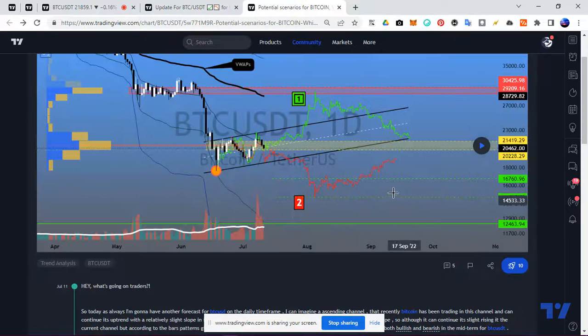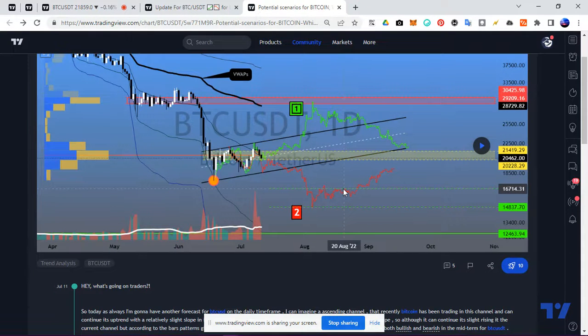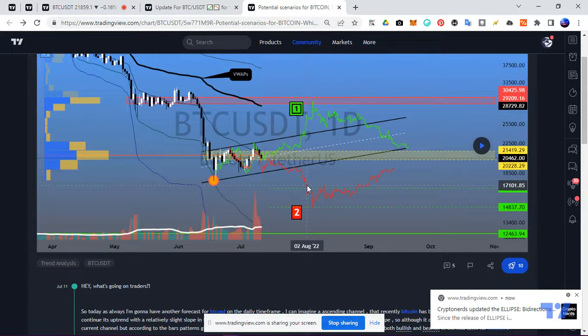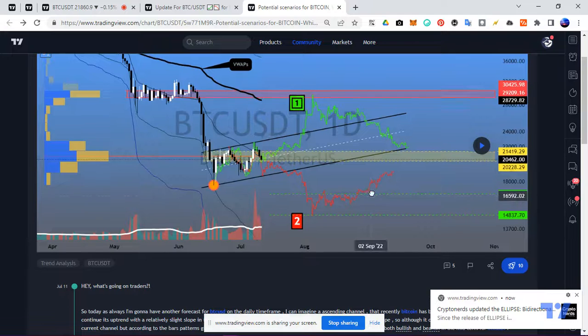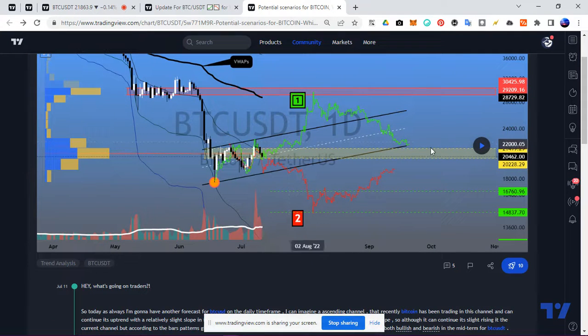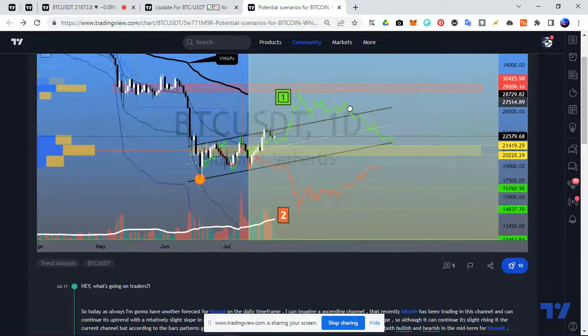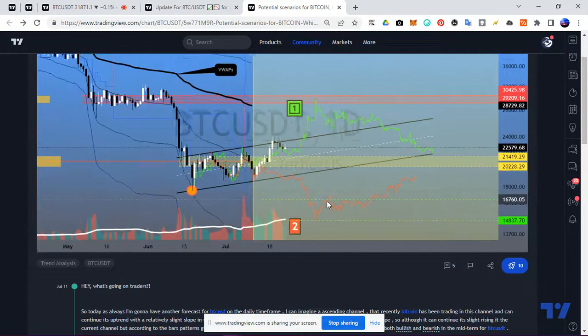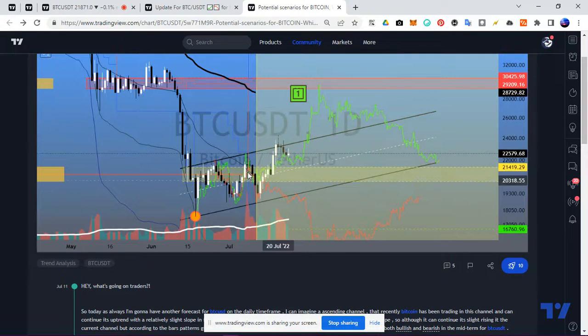Also, I posted this analysis and considered two different scenarios for Bitcoin. And I told you guys, Bitcoin will probably follow one of these bar patterns. And it seems that Bitcoin has chosen this bullish scenario, the number one scenario, so far. And as you can see, Bitcoin has reacted several times to this higher trend line, and recently it was struggling with it, but rejected.